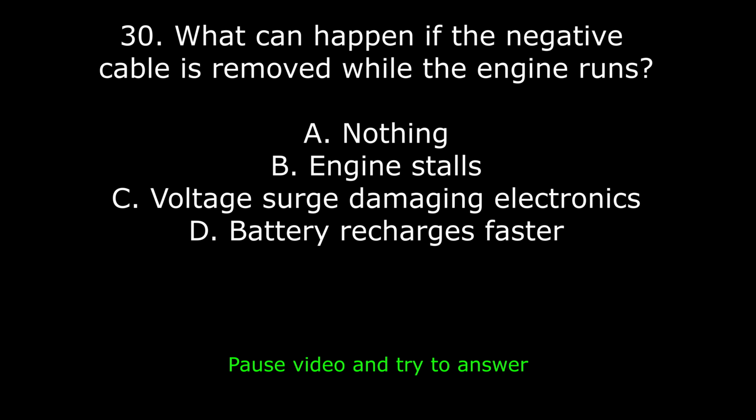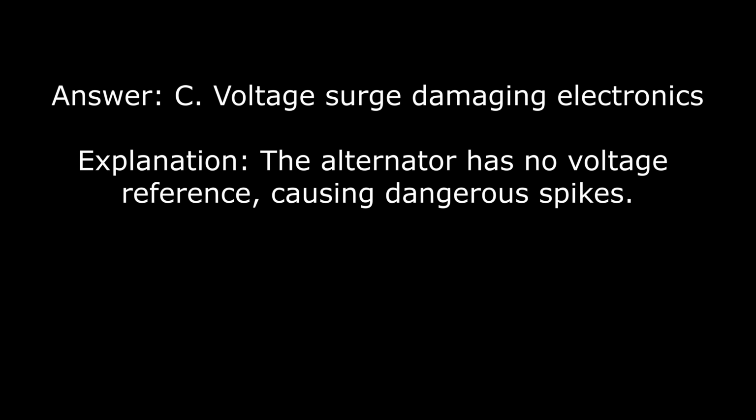30. What can happen if the negative cable is removed while the engine runs? A, nothing. B, engine stalls. C, voltage surge damaging electronics. D, battery recharges faster. Answer: C, voltage surge damaging electronics. Explanation: the alternator has no voltage reference, causing dangerous spikes.